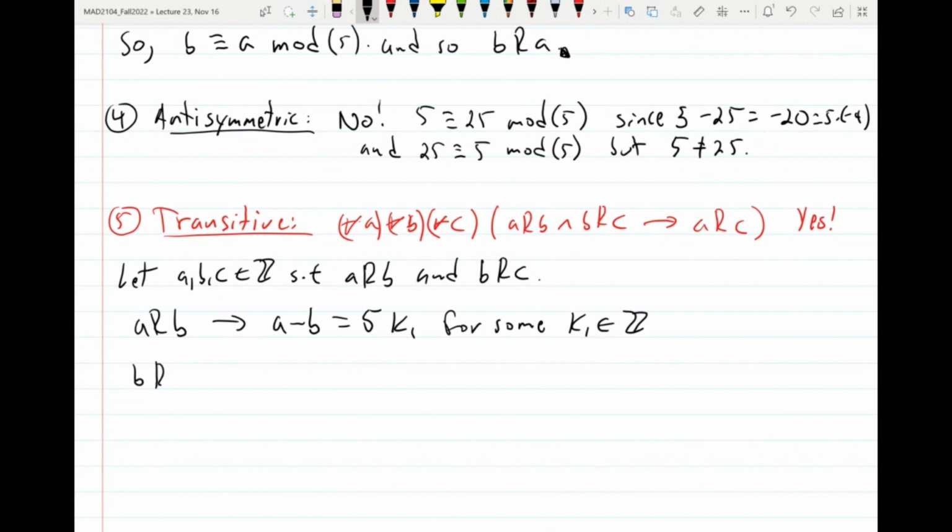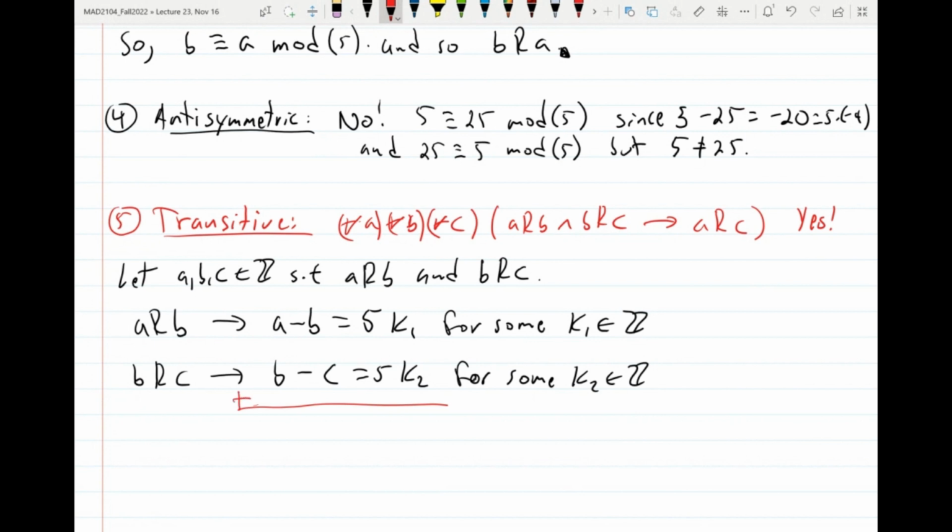Now, from the fact that B is related to C, that means that if I do B minus C, that's going to be equal also to 5 times some integer. Let's call it k2, for some integer k2. Now, somehow I want to say something about A and C, about A minus C. So with this information, what can we do to obtain A minus C? I don't have too much time, so let me just tell you. Just add these two equations.